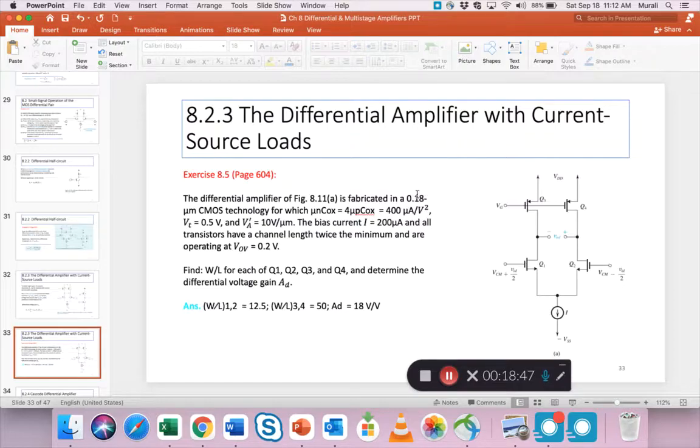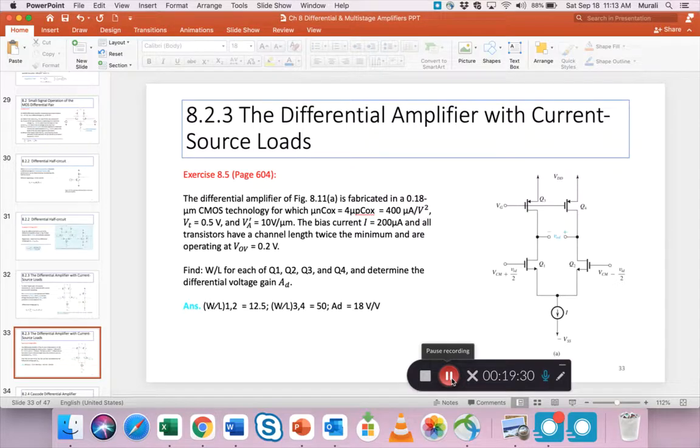So this 0.18 micrometer is considered the minimum. So the channel length is twice, so that's 0.36. And they all have a VOV of 0.2 volts. So given all this, find W by L for Q1, Q2, which is the basic differential pair, and the current source loads are the PMOSs here. Okay. Also find the differential voltage gain AD. Okay. All right. Let's look.